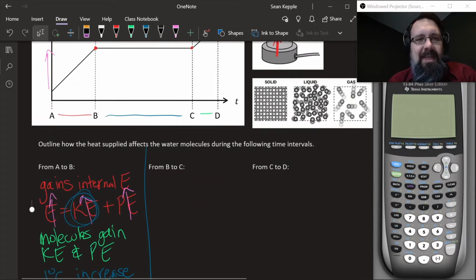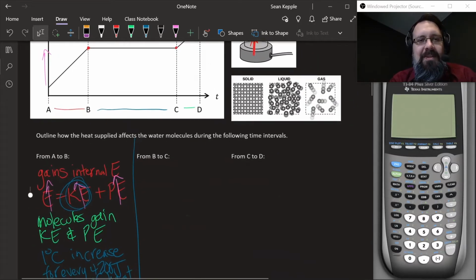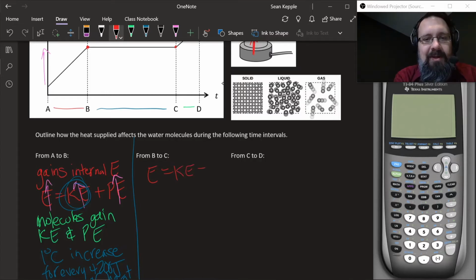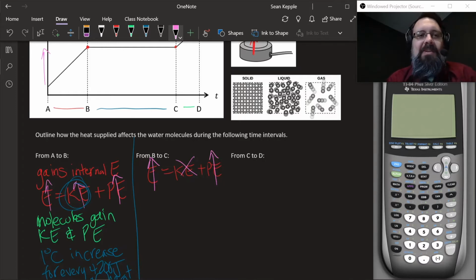From B to C, we don't have any increase in the temperature. And why is that? Well, it's still gaining internal energy. It's always going to be gaining internal energy. That's what it means when you supply heat to something: you're supplying the particles in that thing with internal energy. But there's no gain in the kinetic energy. All the energy that we're adding is going into potential energy. How do we know there's no gain in kinetic? Because there's no gain in temperature, and kinetic energy is proportional to the temperature. So the particles are gaining potential energy only.